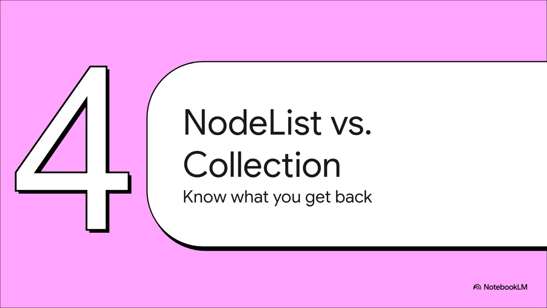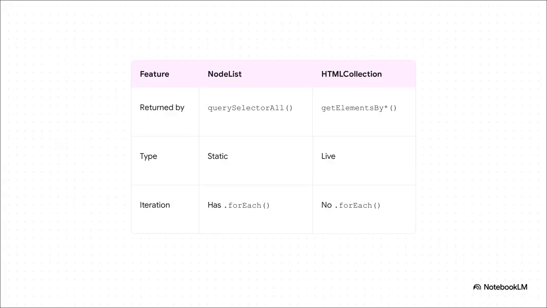Now this next point is absolutely crucial. Seriously, this trips up so many developers, new and experienced alike. When you select a group of elements, the type of list you get back makes a huge difference in what you can do with it. Let's just put them side by side. The modern querySelectorAll gives you a static node list. It's a snapshot, and it comes with amazing built-in tools like .forEach, so you can loop over it easily. The old getElements methods, on the other hand, return that live HTML collection. It auto-updates, yeah, but the big gotcha is that it does not have a .forEach method built in, and that can be a real pain.